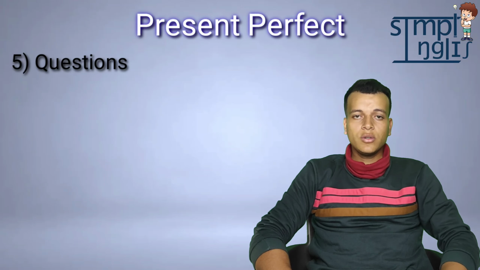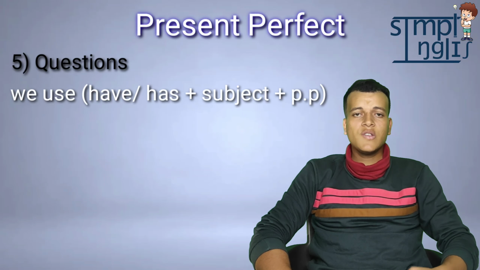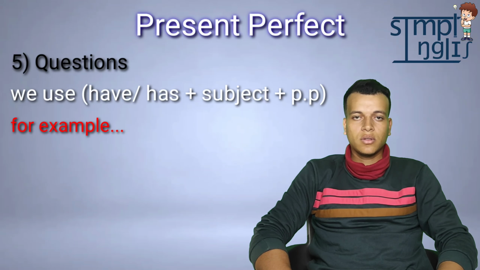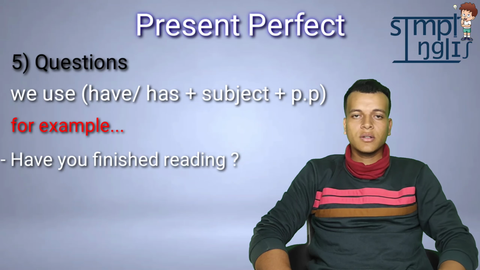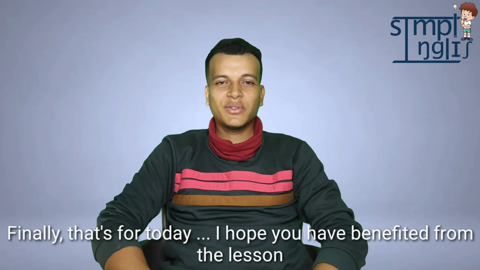Questions. We use have or has plus the subject plus the PP in present perfect questions. For example, have you finished reading? Has he gone out?